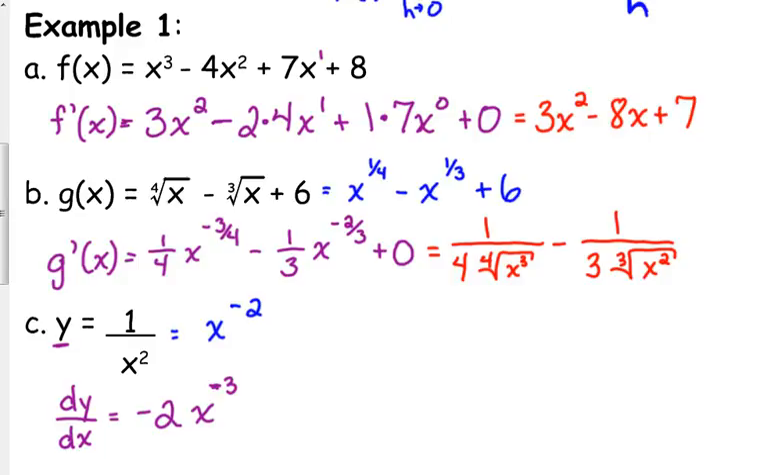It started as a rational, so we should express it as a rational. When we do that, the negative 2 doesn't move. That negative 2 constant does not move. You can only move the variable that has the negative exponent.